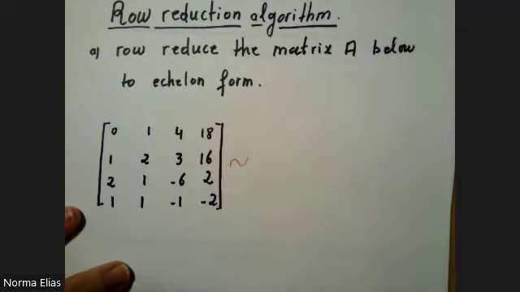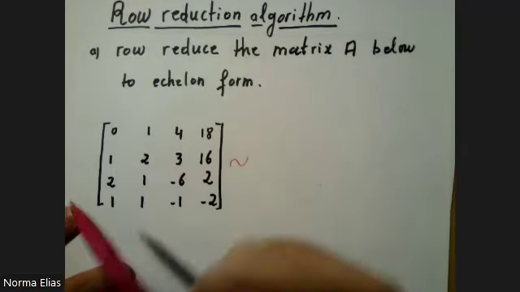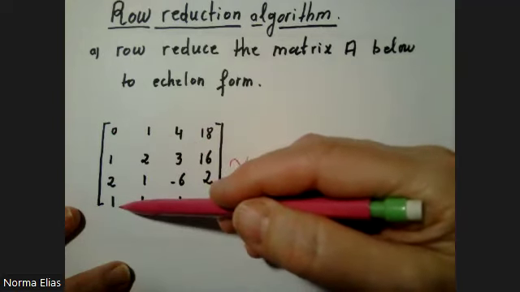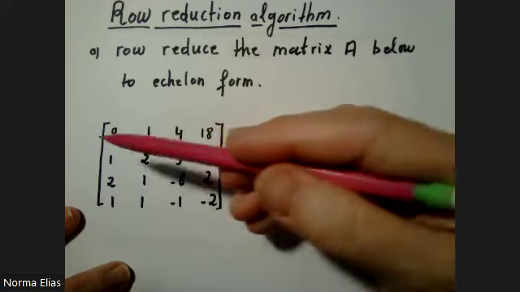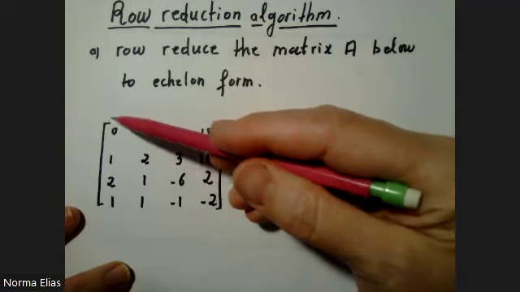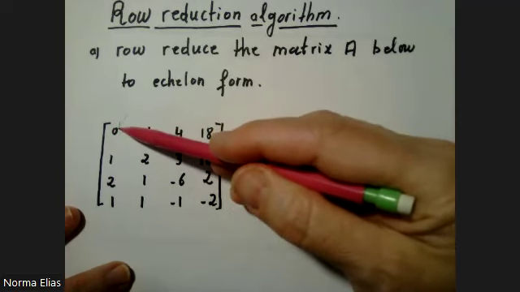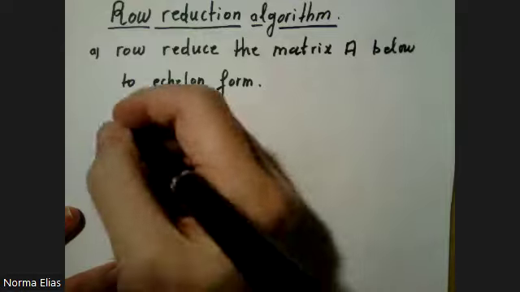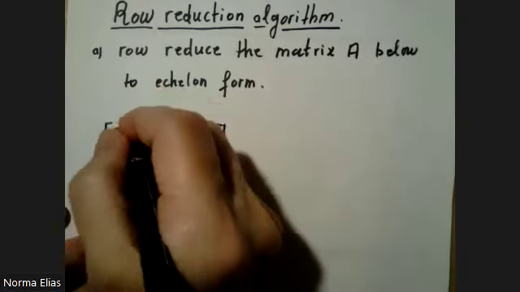The first step we are going to do, remember, a matrix in echelon form has a leading entry, and then everything below it has to be 0. So the first issue we're facing here is that I don't have a leading entry right there. So I want to create a leading entry in this spot. The first step is to create a leading entry here.